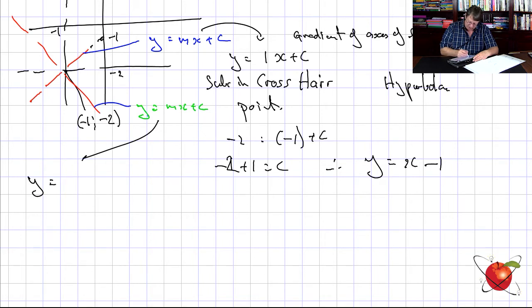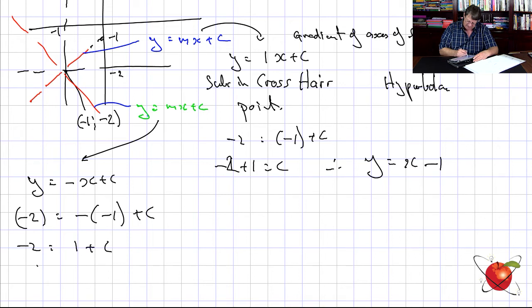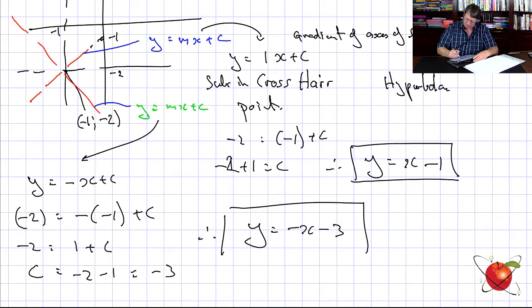y is going to be equal to minus x plus c. Put in the coordinates again. Minus 2 equals minus 1 plus c. Therefore, minus 2 is equal to 1 plus c. Therefore, c is equal to minus 2 minus 1, which is minus 3. Therefore, y is equal to minus x minus 3. And there are your two equations of your asymptotes. Simply done. All you said is the one that's going that way is plus 1, the one that's going that way is minus 1, and substitute in the coordinates of the crosshairs. It's simply as straightforward as that.